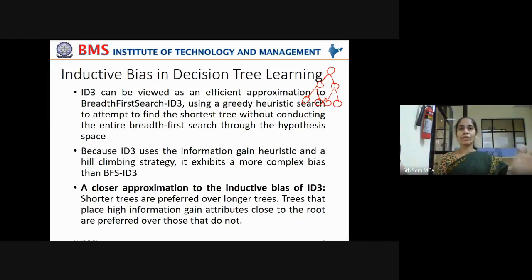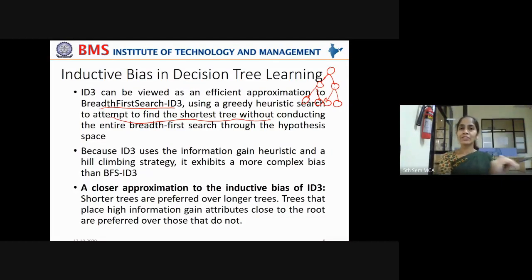First, it will cover the first level entirely, all the decision trees, to see whether they cover the training examples. If not, it goes to the second level, then the third level. That means first one level decision trees, two level decision trees, three level decision trees. All these trees will be checked in order to find the best fit decision tree, right? This is why we call the ID3 algorithm a breadth first search, which is also using a greedy heuristic search. It checks all possible alternatives greedily, right? So it uses a greedy heuristic search to attempt to find the shortest tree. It always wants the shortest tree.